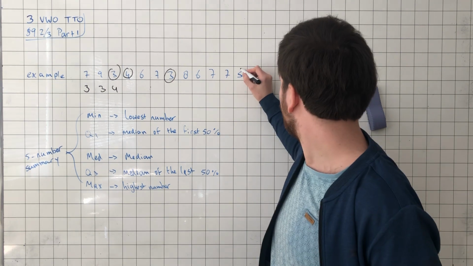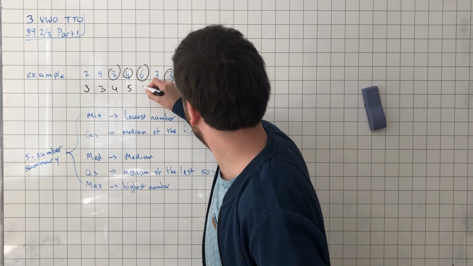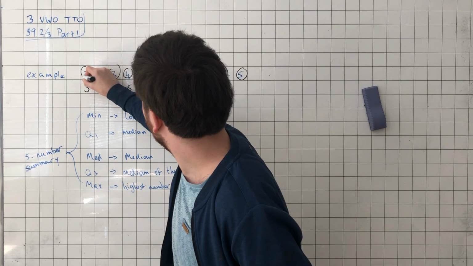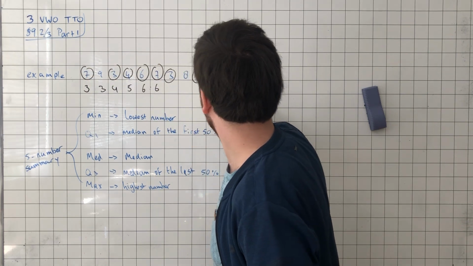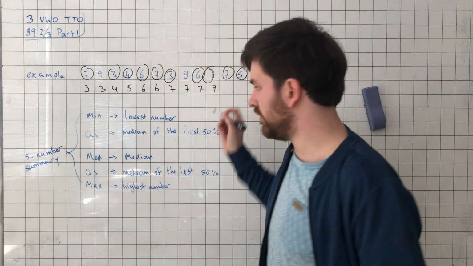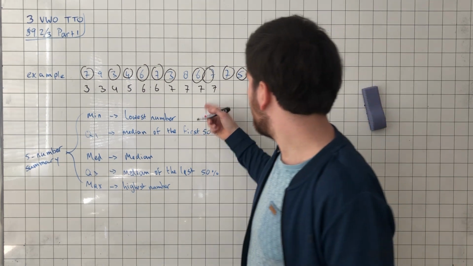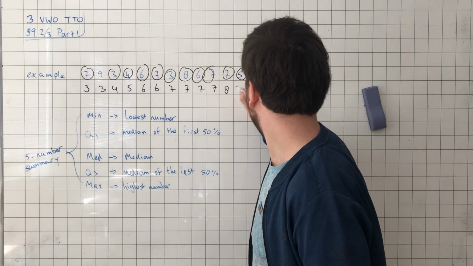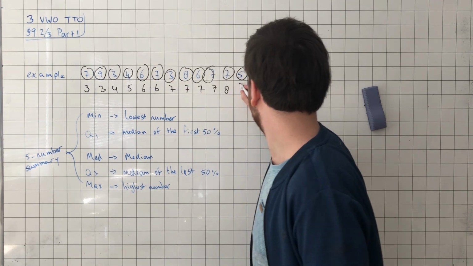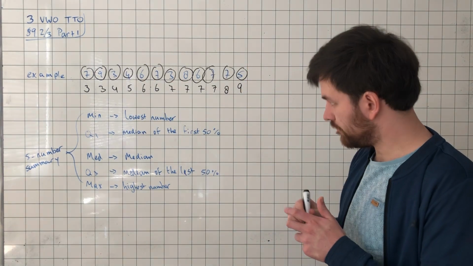There is 1 5 over here. Then there are 2 6s. Then 1, 2, 3, 4 times a 7. If we have a number multiple times, we write it down multiple times as well. Then there's 1 8, and there's 1 9. Okay, so this is the order that we are going to use.